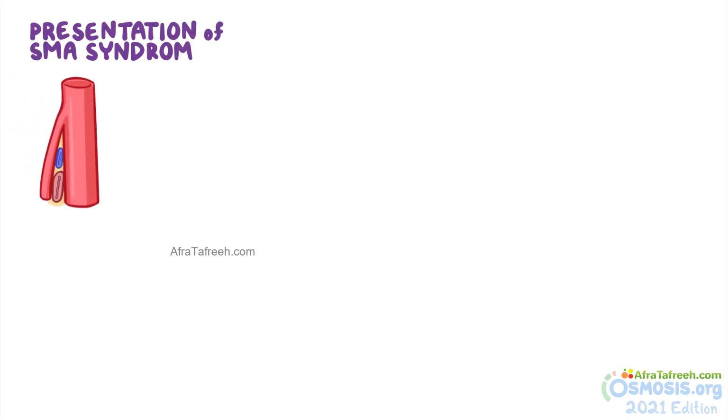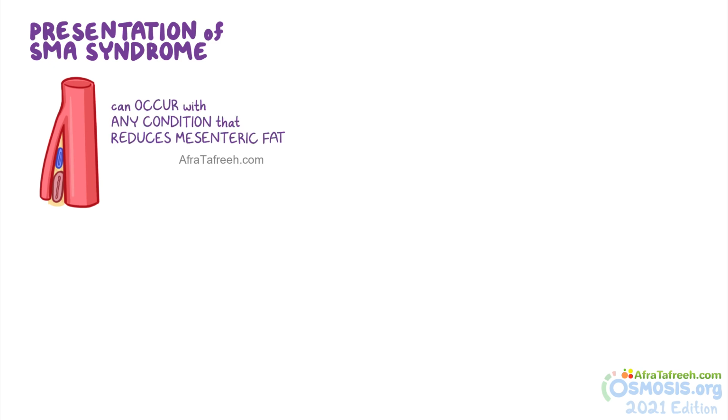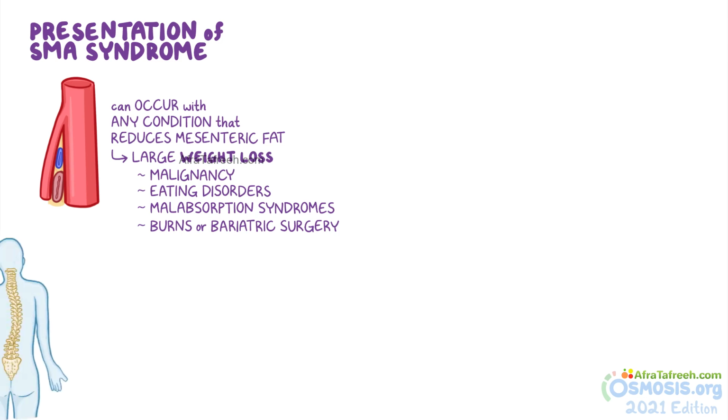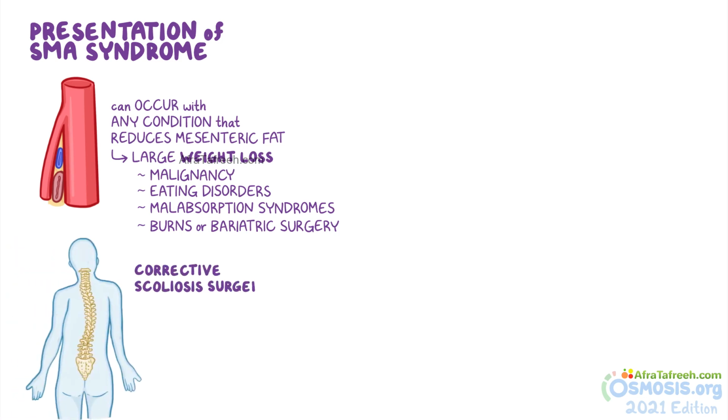Clinical presentation of superior mesenteric artery syndrome may be insidious and is consistent with proximal small bowel obstruction. This narrowing of the aorto-mesenteric angle can occur with any condition that reduces mesenteric fat. This is often associated with things that cause large weight loss, such as malignancy, eating disorders, malabsorption syndromes, burns, or bariatric surgery. Furthermore, significant anatomic changes can lead to this syndrome, such as corrective scoliosis surgery.